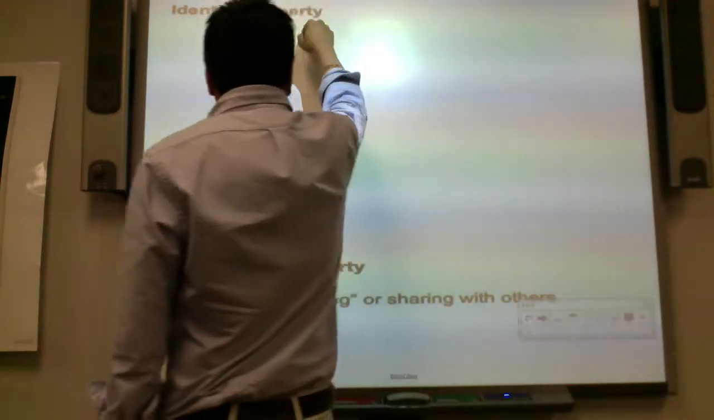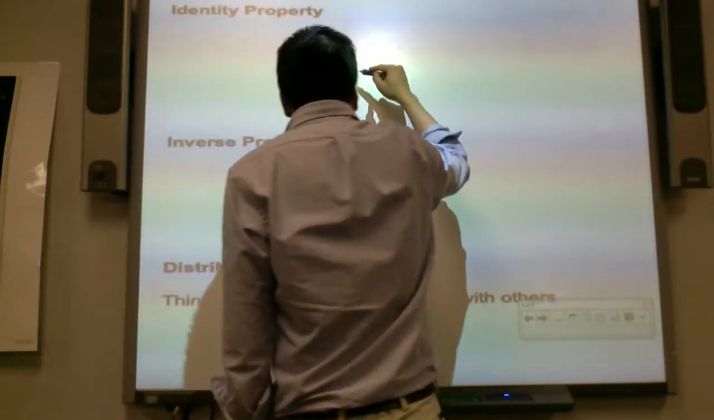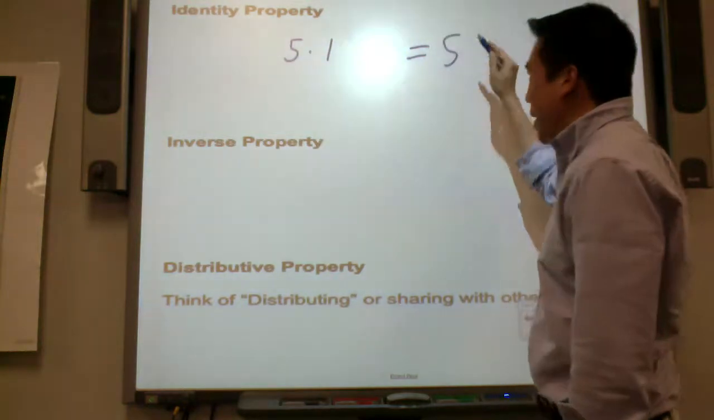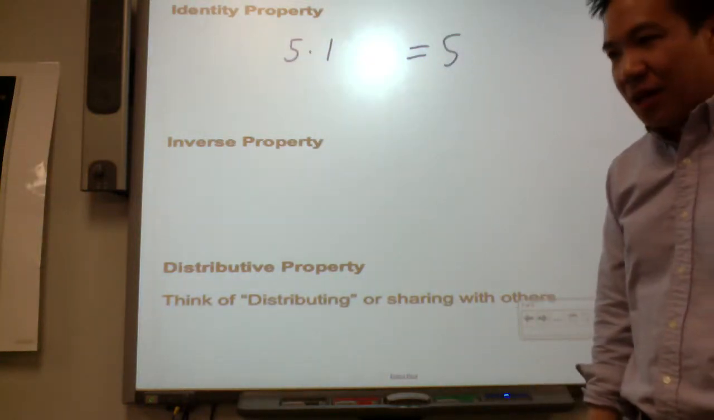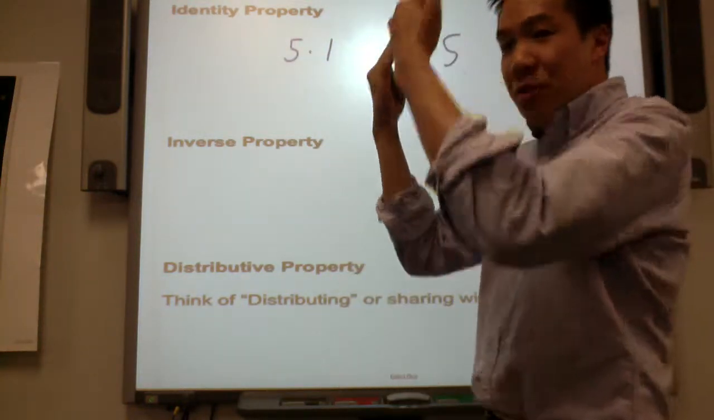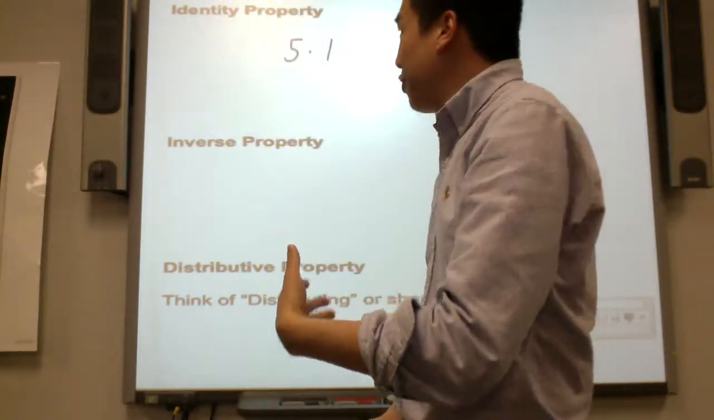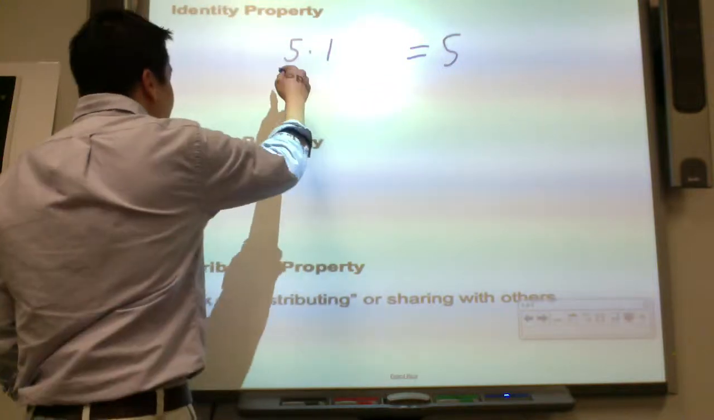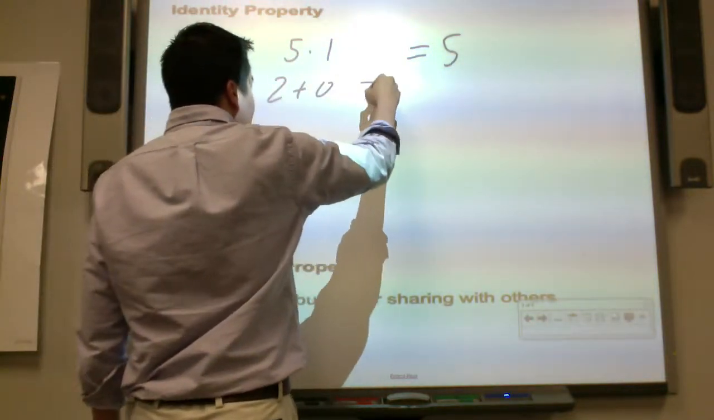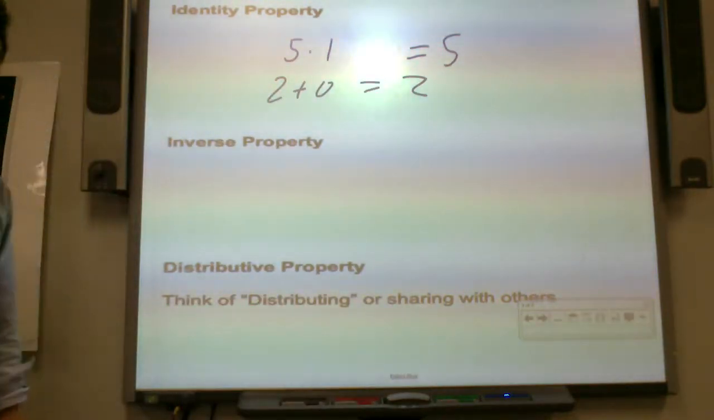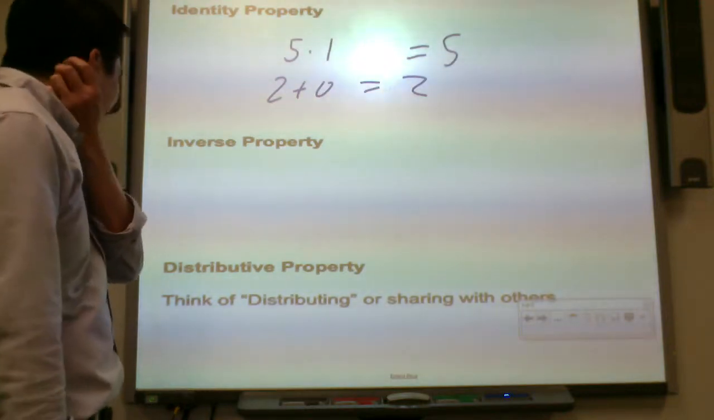Identity is like 5 times 1, and it still remains the same answer. So your identity is looking at a mirror and seeing your same identity. You see your same reflection. Nothing happened. Like 2 plus 0 is still 2. Nothing happened. Inverse is like the reverse.